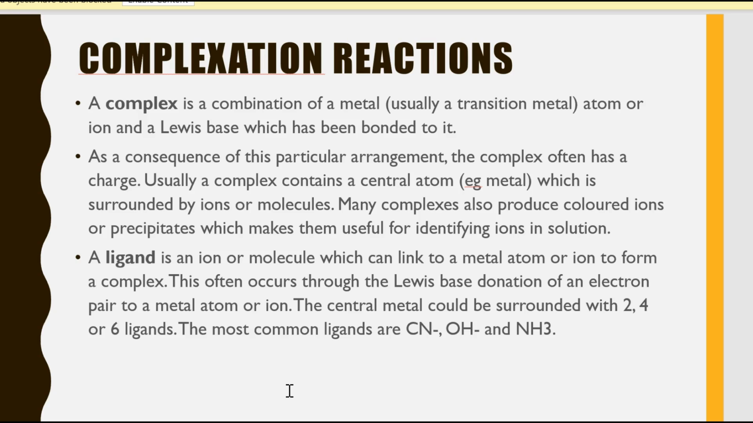Now, our ligand is the molecule that can link to the metal atom, and again, this occurs through the Lewis base donation of an electron pair to the metal or the ion. Often we're looking at things like hydroxides, ammonia, cyanide, and so forth. So let's have a look at what this actually looks like.